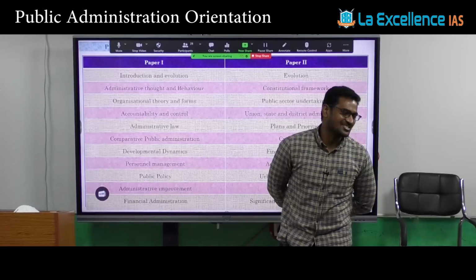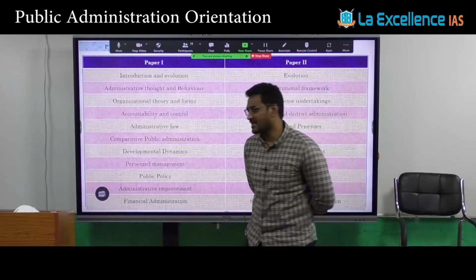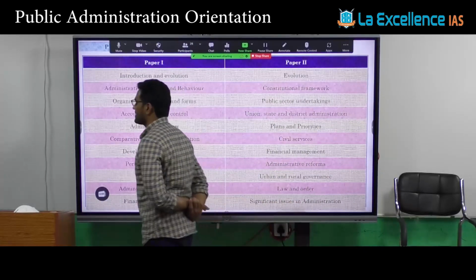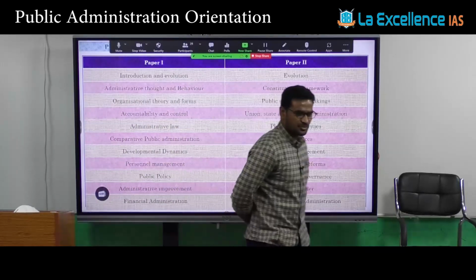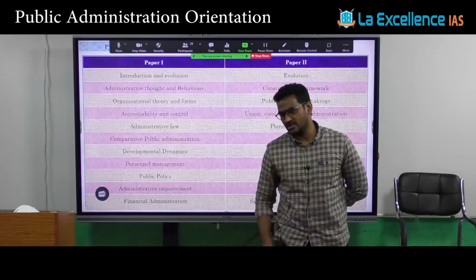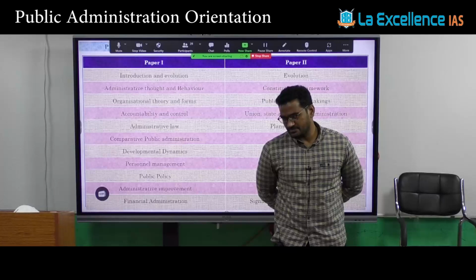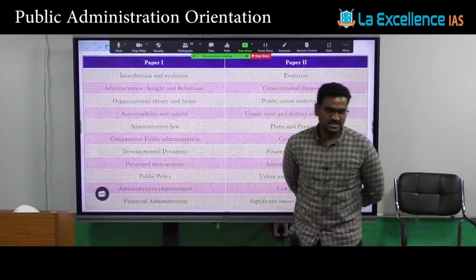So, New Horizons of Public Administration by Mohit Bhattacharya. This book is a very fantastic book, and sometimes UPSC directly picks statements from this book and gives them. One of the credible books which we can rely upon. These are the two books.